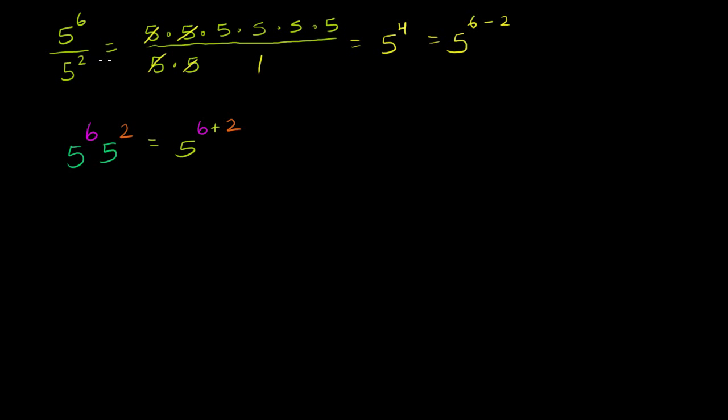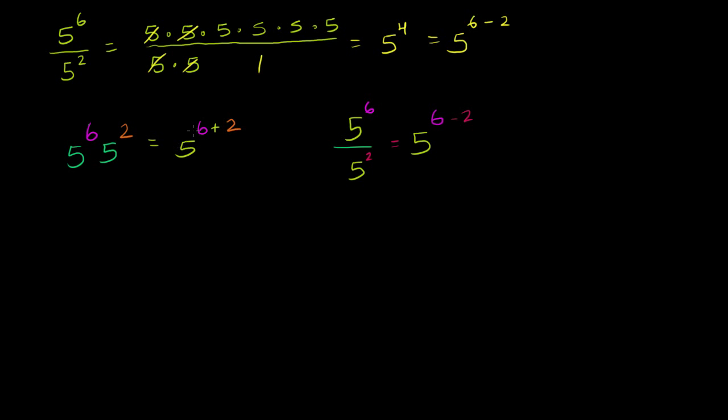Now we see a new property. And in the next video, we're going to see that these aren't really different properties, that they're kind of two sides of the same coin when we learn about negative exponents. But now in this video, we just saw that 5 to the 6th power divided by 5 to the 2nd power is going to be equal to 5 to the 6 minus 2 power, or 5 to the 4th power.